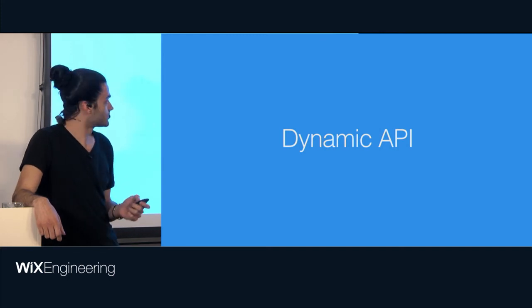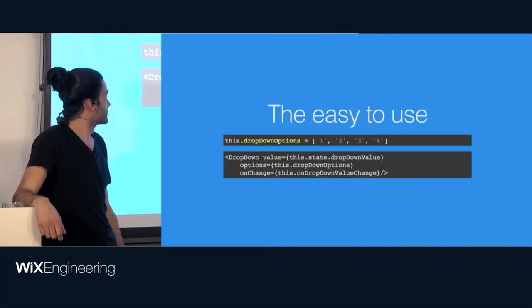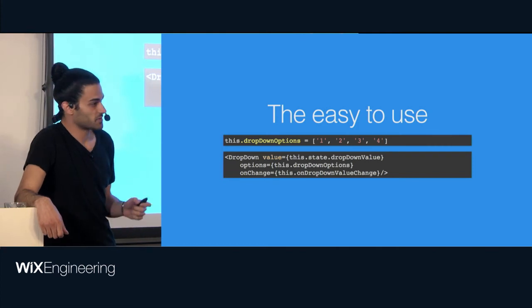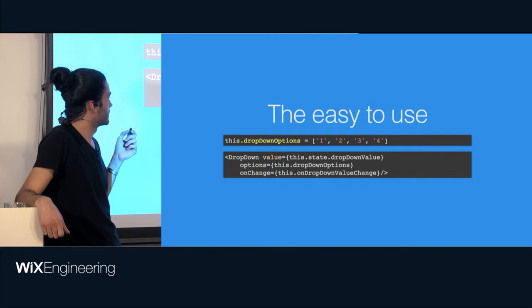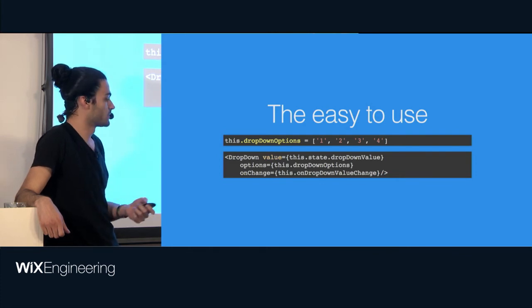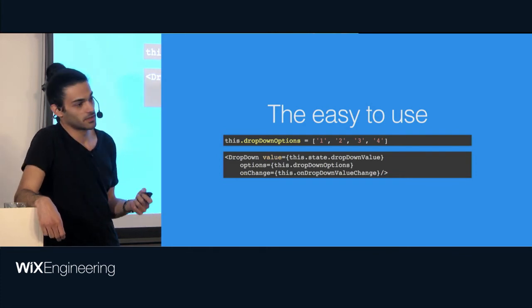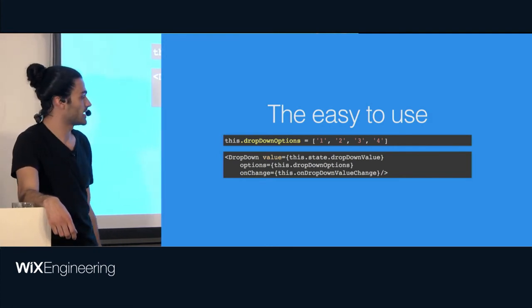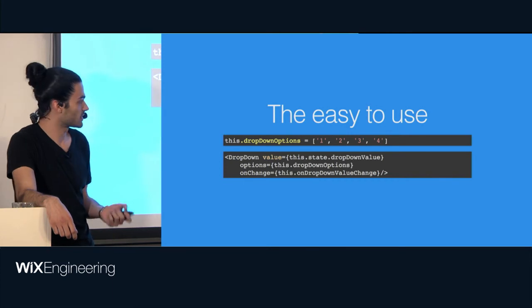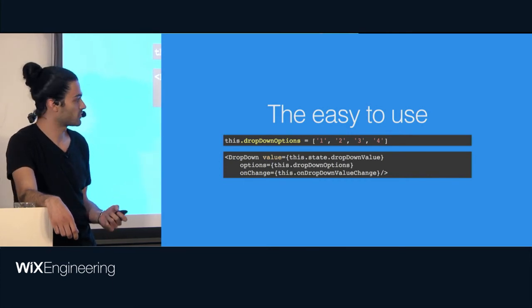Dynamic API. So I like dropdowns, and dropdowns should be easy to use. And this is the easy to use option for our dropdown. You take options, you pass them to the dropdown, and the dropdown just handles it. But this is not customizable, so we support both ways.